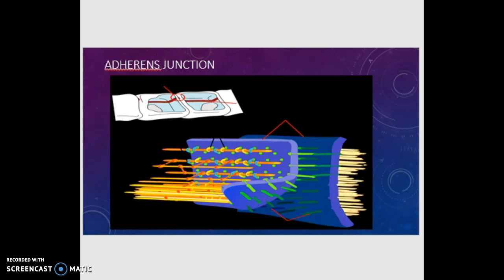Adherens junction use actin and calcium to obtain this type of junction. This calcium is called cadherin. This cadherin is using calcium to bridge these actin filaments together.